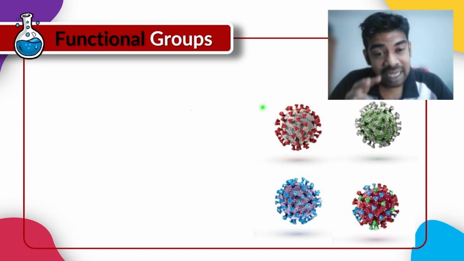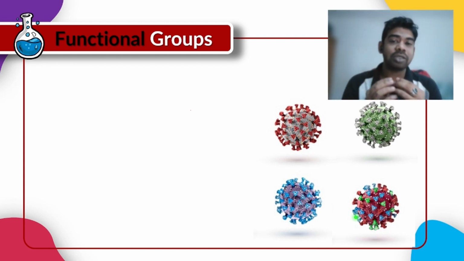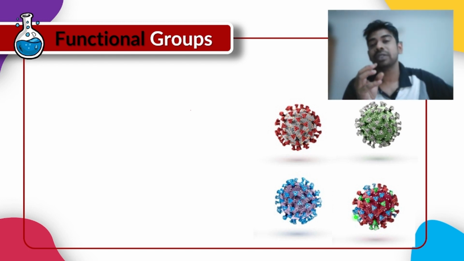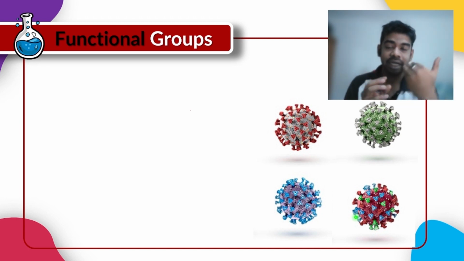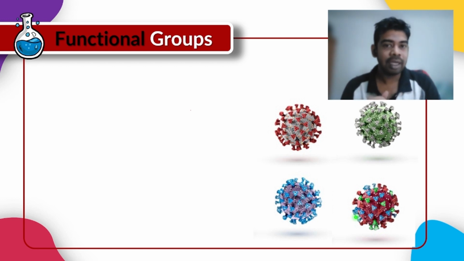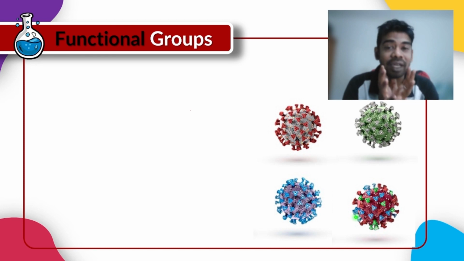And the chemical properties are determined by your functional group. Now, this alpha variant, this beta variant. When you are preparing the vaccine, you look around for which functional groups stay constant throughout the variants. And if you can manufacture a vaccine which targets those particular functional groups, then that vaccine will still be effective.